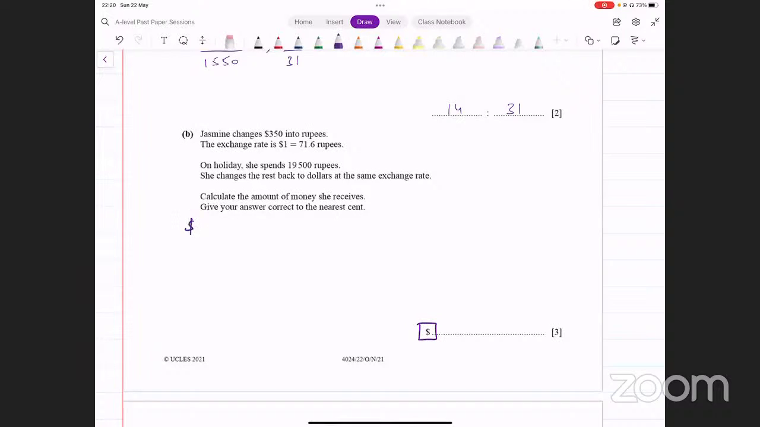So I've got dollars here, I've got rupees here. At the start, I've got $350. ये आपके पास starting amount है. उसमें से कितना spend हो गया? 19,500 is spent on that.